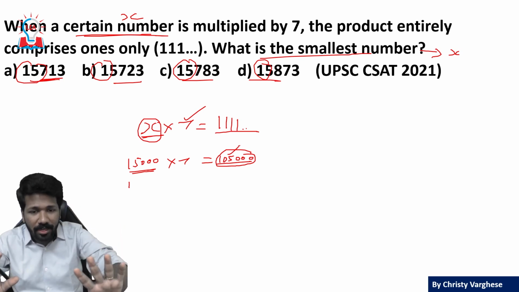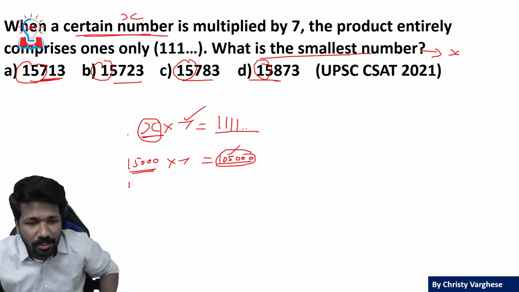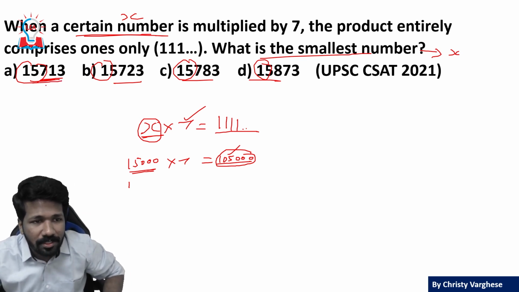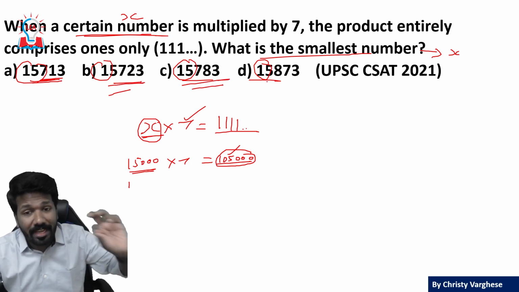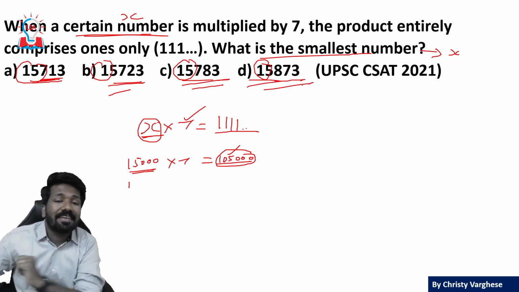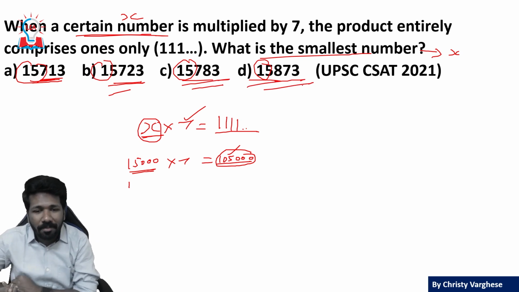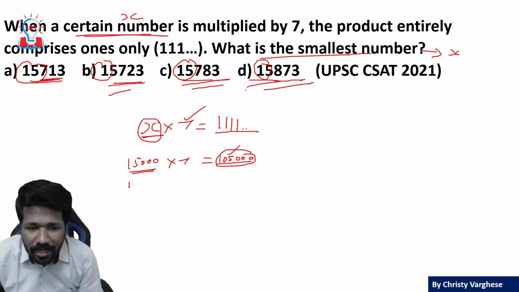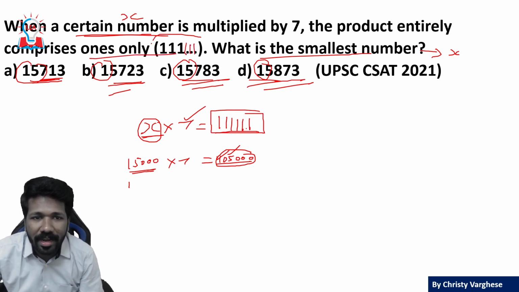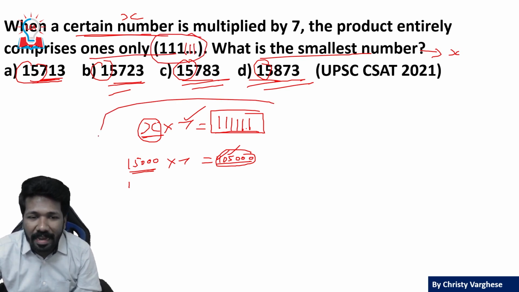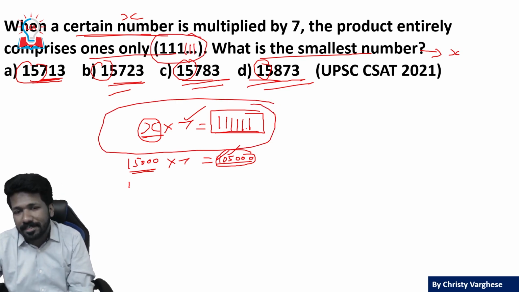I hope all of you are understanding this. So 105,000 is 15,000 into 7. So 15,713 into 7, 15,723 into 7, 15,783 into 7, 15,873 into 7, all these will be 6-digit numbers only. And that confirms that there are 6 ones in this. Only ones, that is 6 in number. That we are getting clarity, and that will solve this question super fast.